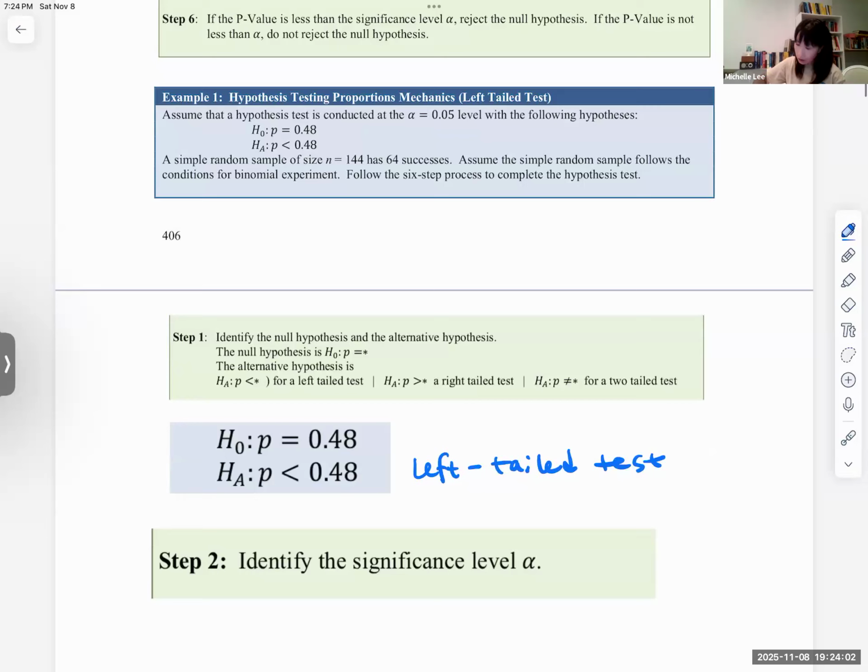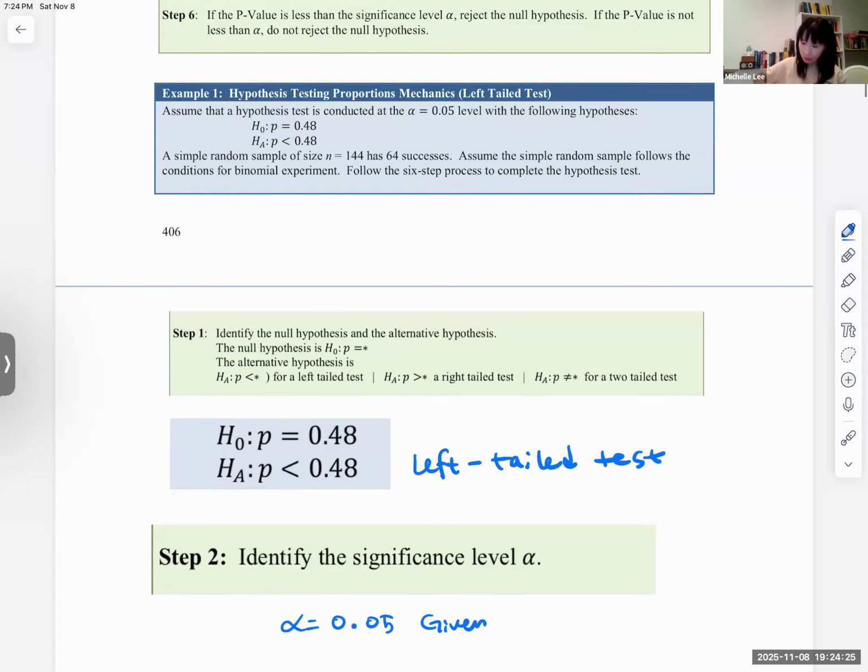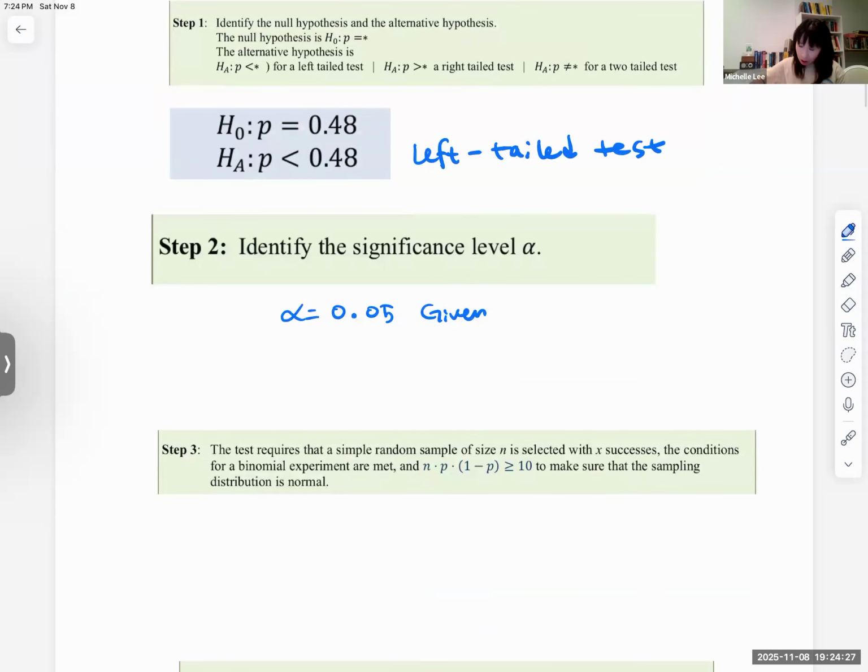Step 2, the significance level alpha. I told you it will almost every time be given. So alpha equal to 0.05 is given. If not, we can just say alpha equal to 0.05. All right, step 3.